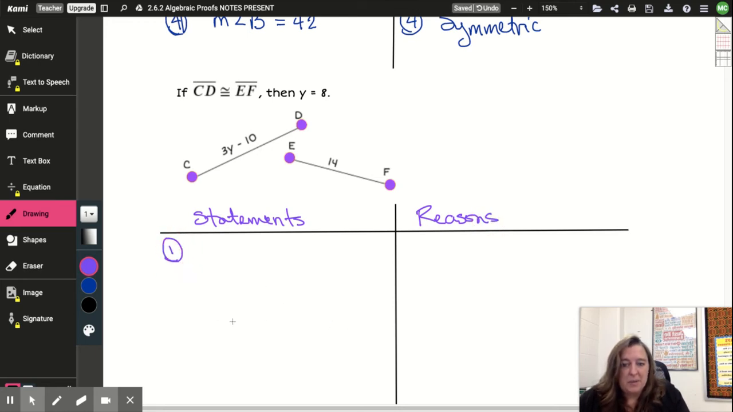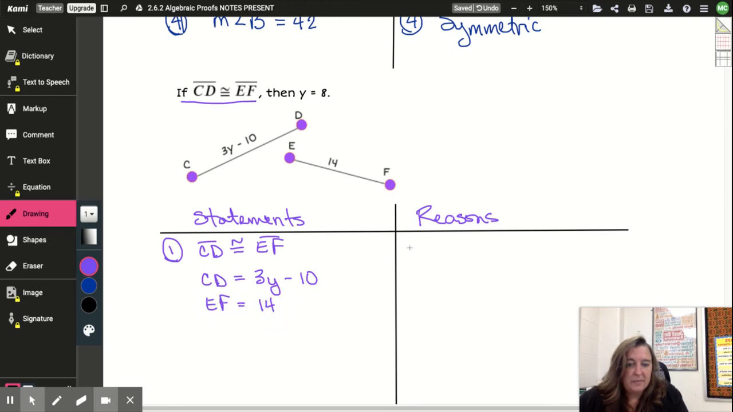And the first statement that we always put in there is anything that we can get from the given information. So that's going to be everything in the hypothesis part of the conditional statement. So I can say CD, line segment CD is congruent to line segment EF. And then I can also get information from the picture here. So from my picture, I can say the length of CD is 3y minus 10. And the length of EF is 14. And my reasoning there is that it's given.